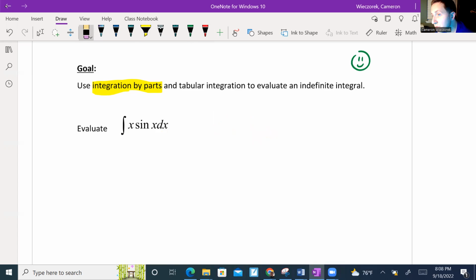There's no fractions involved. So my inverse trig integrals are out of the picture. Partial fraction decomposition is out. Completing the square is out. What I'm left with is a method called integration by parts. And what integration by parts says is that the integral of u times whatever is left over, which we'll call dv, is going to be equal to u times v minus the integral of v times du.